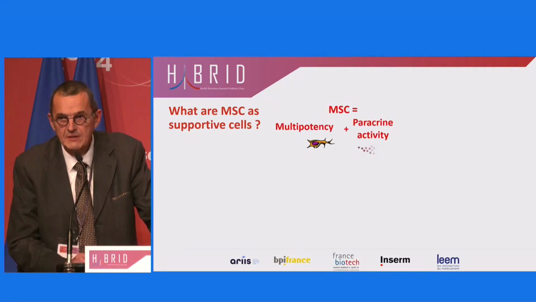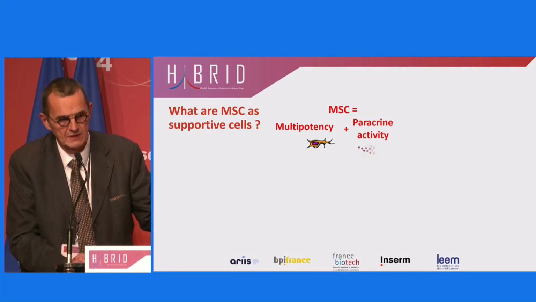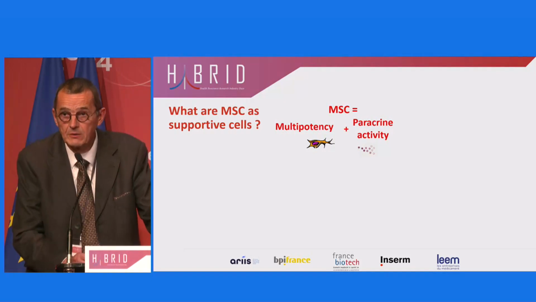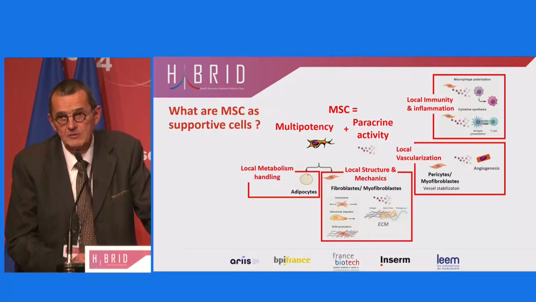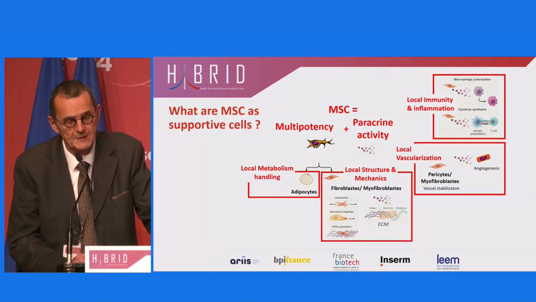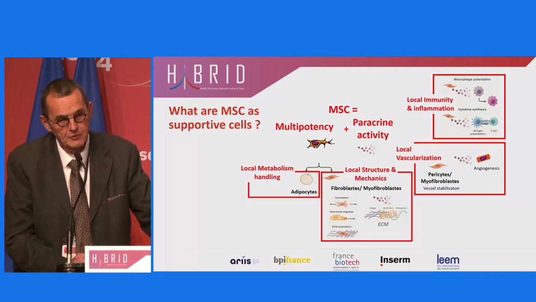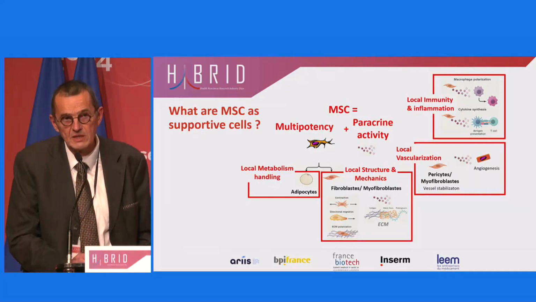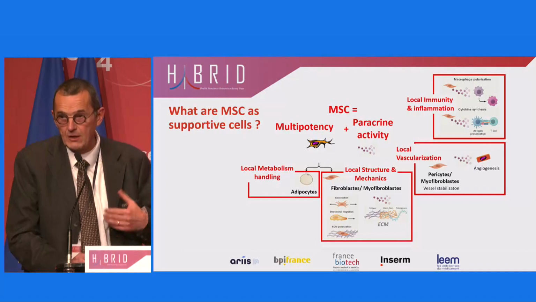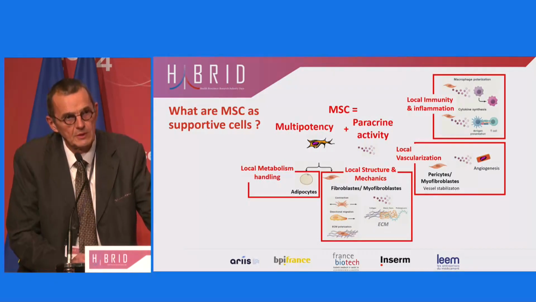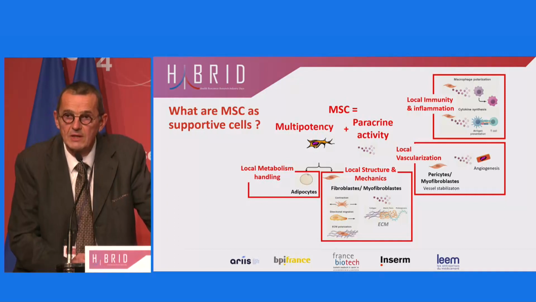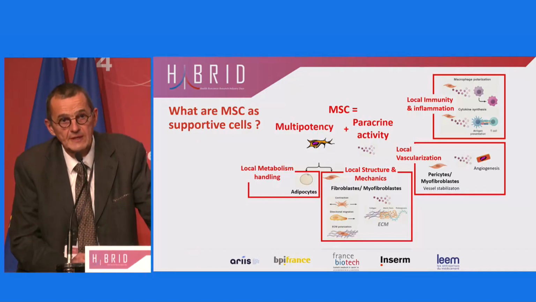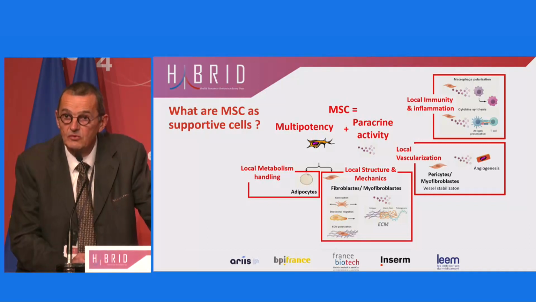Because in fact, they have many functions. Of course, they are multipotent. The name is stem or stroma cells, but also they display a great paracrine activity. And through these different activities, they are able to manage a lot of things into the stroma and into all tissues. The first point is they are able to manage the inflammation and the immunity with a capability to interact with all immune cells. They are also able to manage vascularization through the secretion of angiogenic factors, but also through their capability to behave as pericyte and to stabilize vasculature.